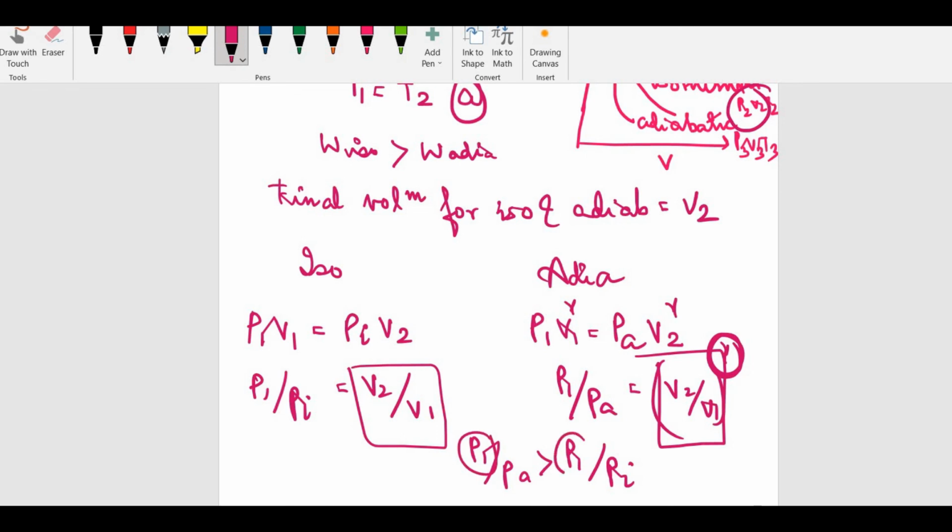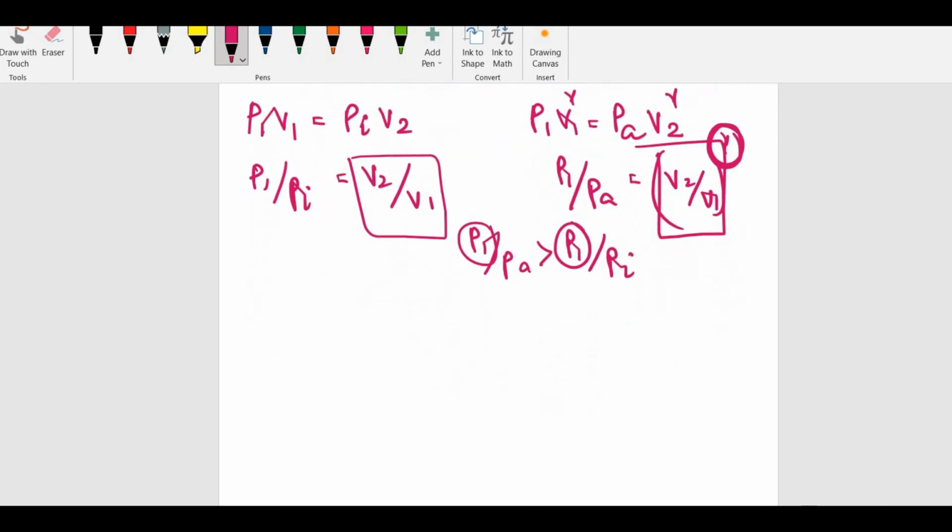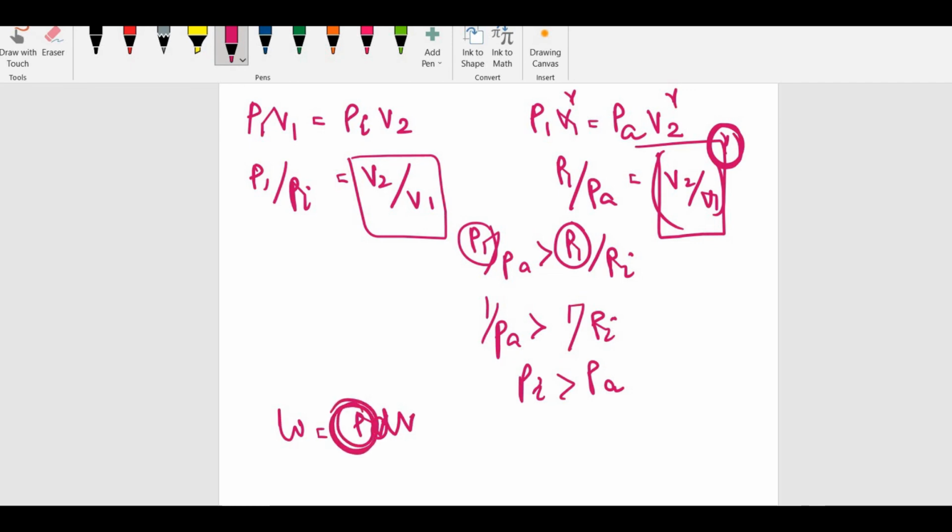Now, P1 is fixed, that is the initial pressure. So we can write 1 by PA greater than 1 by PI. Now, if we just invert it, we can write PI greater than PA. Now, we know work done is equal to PV or PdV, whatever. So work done is dependent on pressure. Now, if the pressure of isothermal is greater than adiabatic, so work isothermal should be greater than work adiabatic. This brings us to the conclusion for option C.